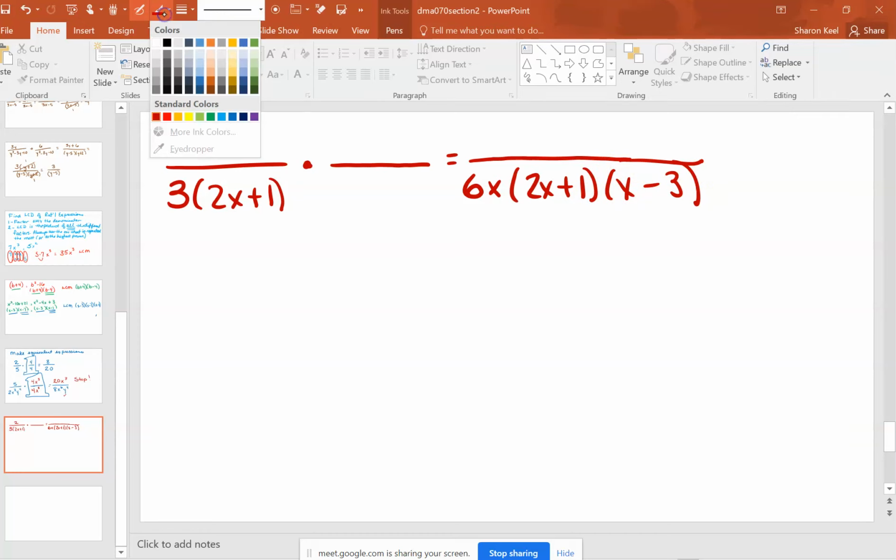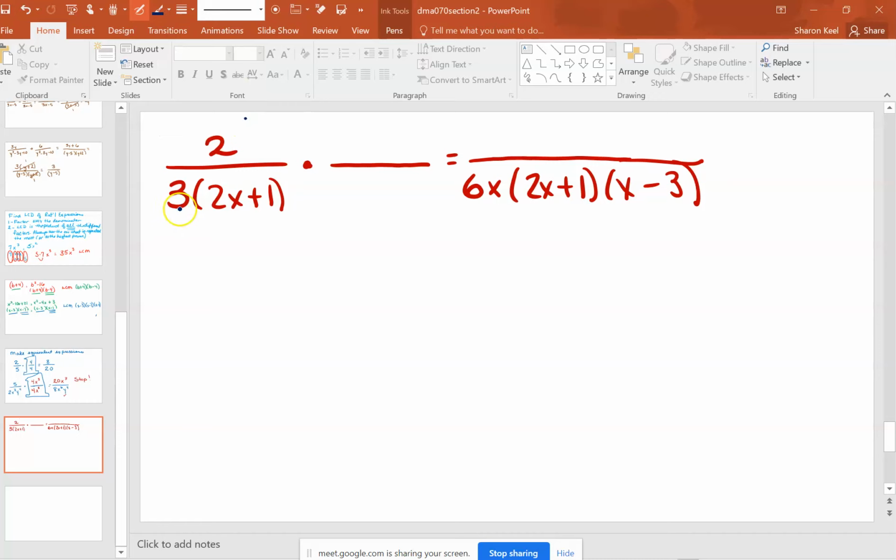Okay, so we're making equivalent expressions. So to go from the 3 to the 6x, I would multiply by 2 and an x. 2x plus 1 is the same here. What is this missing that's also over on this side? That x minus 3.